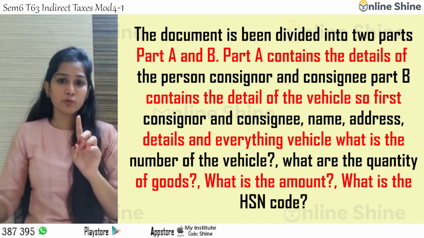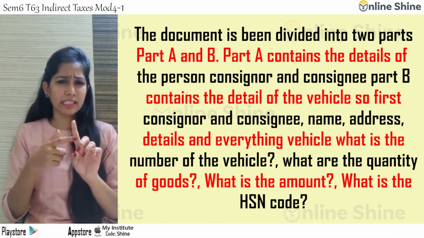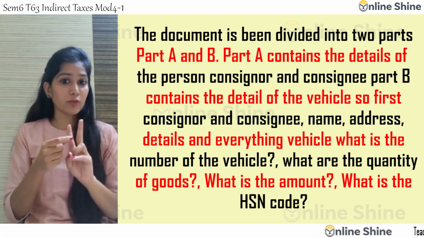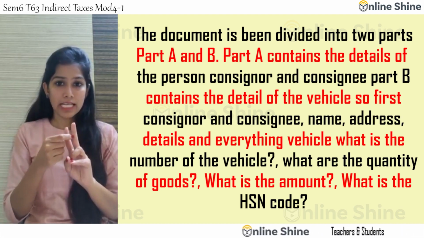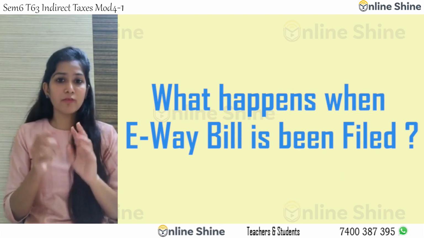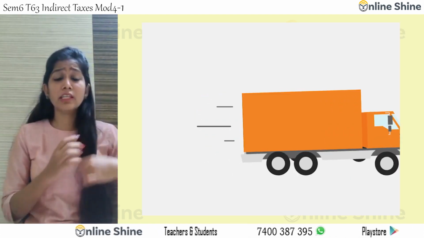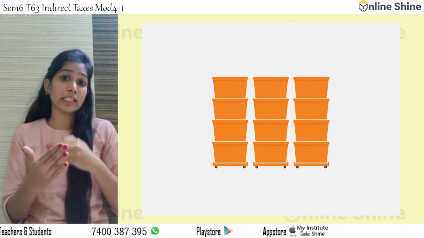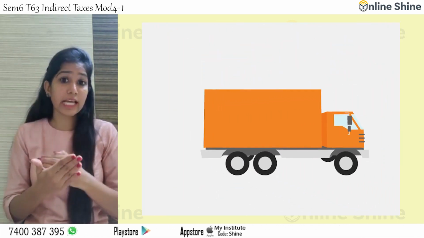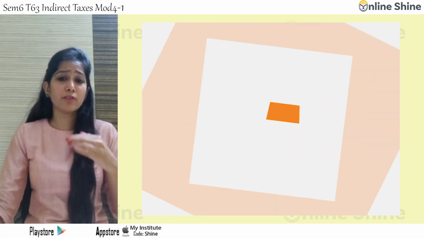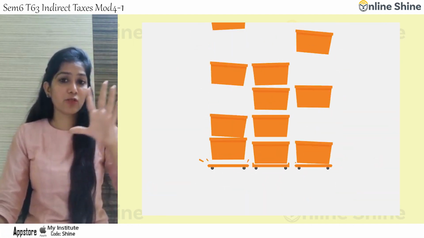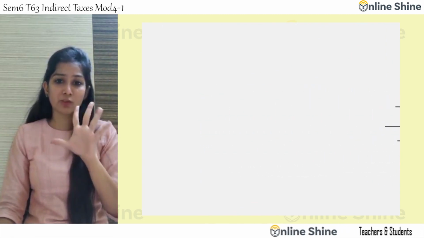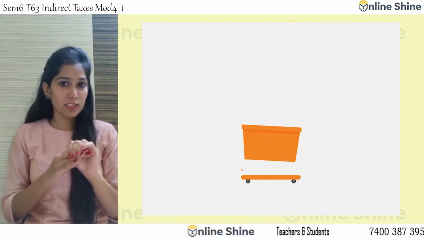So first, consignor, consignee, name, address, details and everything. Vehicle, what is the number of the vehicle, what is the quantity of goods, what is the amount, what is the HSN code. Okay. What happens when E-way Bill is filed? Every E-way Bill is valid for 1 day. For every 100 kilometers, you get an extension of 1 more day, that is additional 24 hours. So say for example, we are delivering goods from here to a destination which is 500 kilometers far. So the E-way Bill will be valid for how many days? For 5 days.